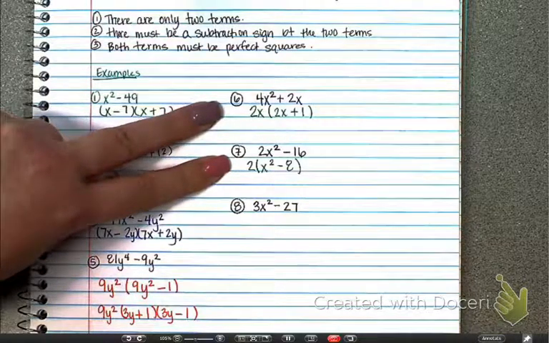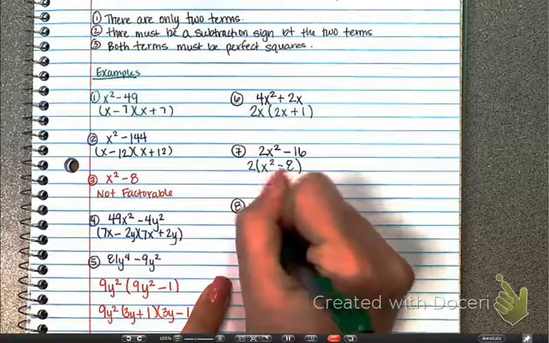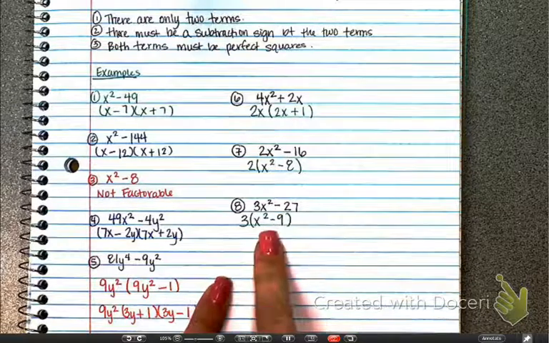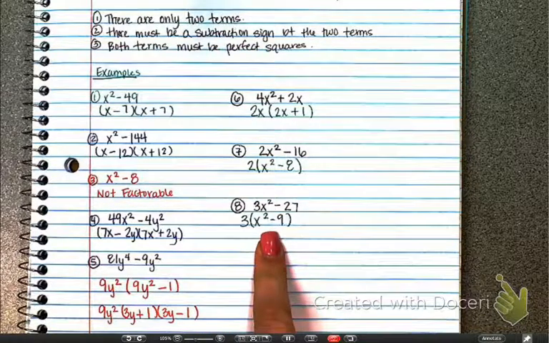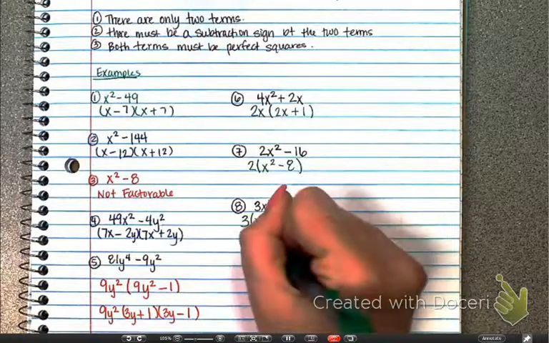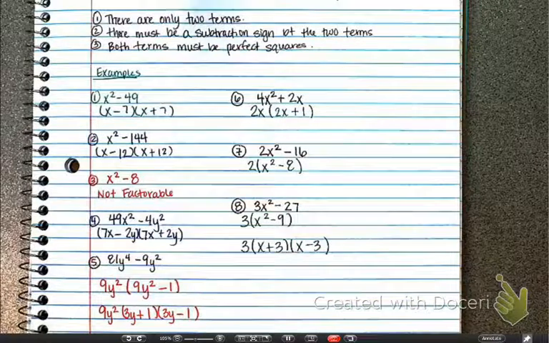That's allowed to happen. Number 8, I can factor out a 3, so x squared minus 9. This now has 2 terms, a subtraction sign, and both are perfect squares. So your final answer is 3 on the outside, x plus 3, x minus 3. Questions? Do not make this harder than it needs to be.